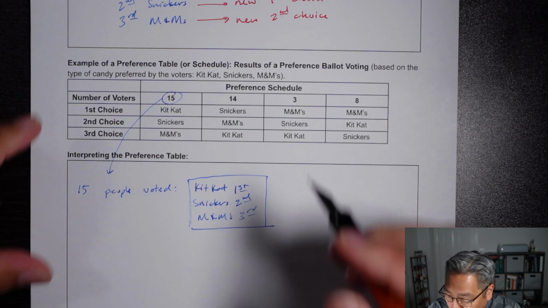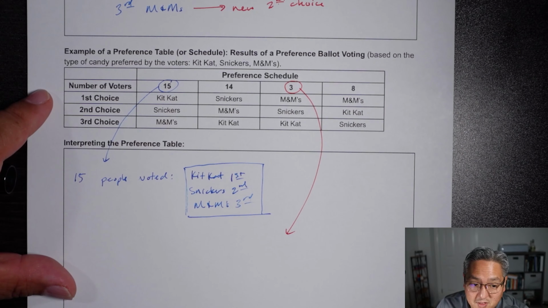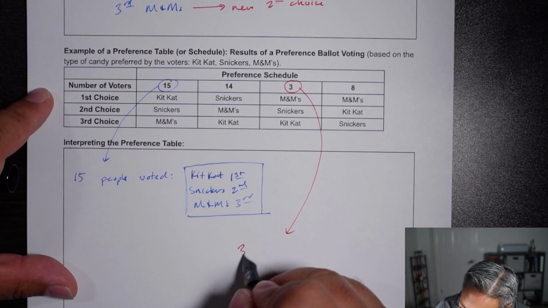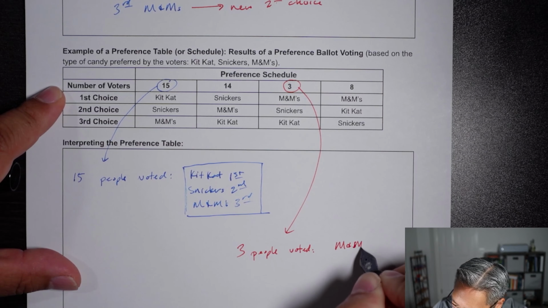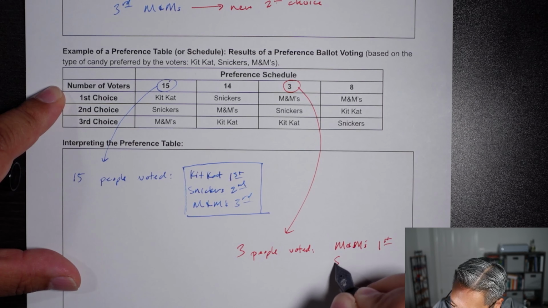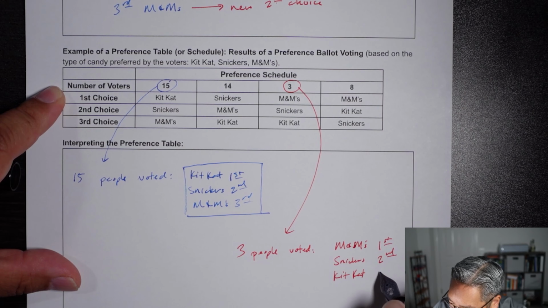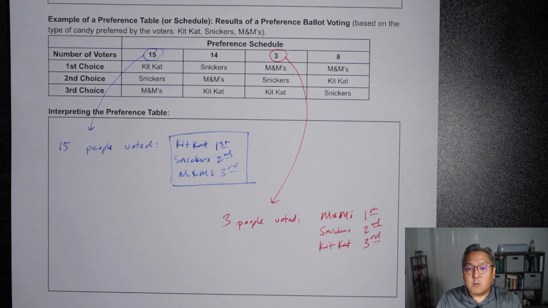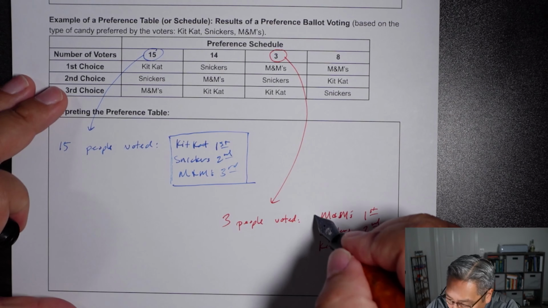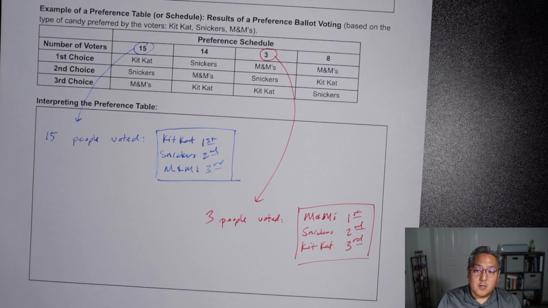But maybe let's grab these 3 people over here. These 3 people voted to have M&Ms first, Snickers second, and Kit Kats third. Maybe they just don't like those wafers. I don't know. Okay. So all we're doing is counting how many of each type of piece of paper, how many of each type of these ballots were counted.